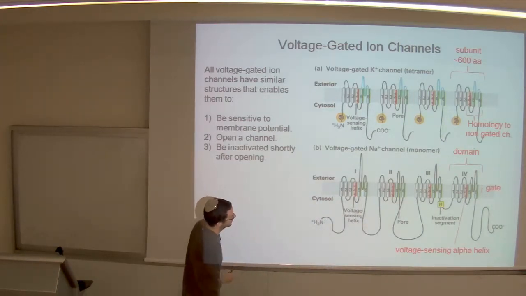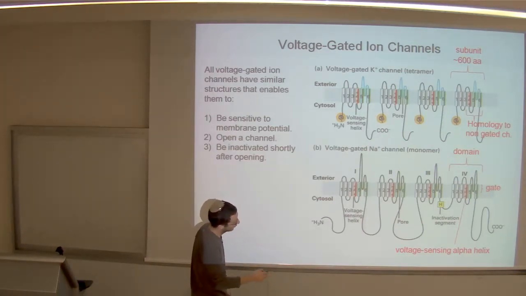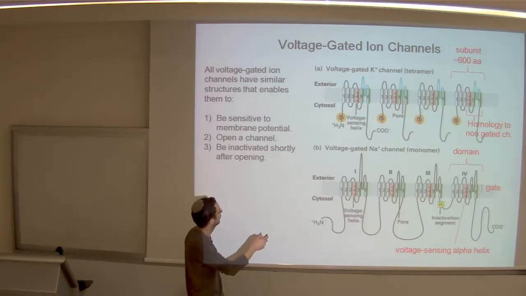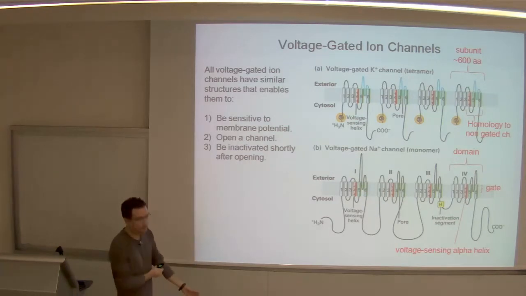In both these proteins, there is an inactivating segment. In the monomeric sodium voltage-gated channel, there's only one inactivation segment, while in the potassium channel we have 4, one from each unit. See the globular domain right here. These structural features I've described enable these proteins to be sensitive to membrane potential, open a channel, and be inactivated shortly after opening by the inactivation segment.